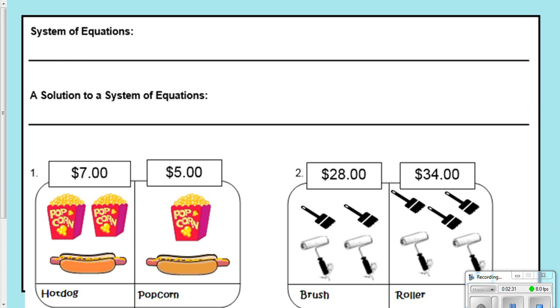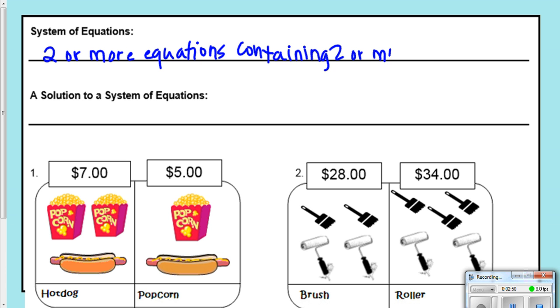A system of equations is 2 or more equations containing 2 or more variables. Now, the variables have to match. So if you have one equation that uses x and y, it's only a system if there's another equation using x and y. So what is a solution?